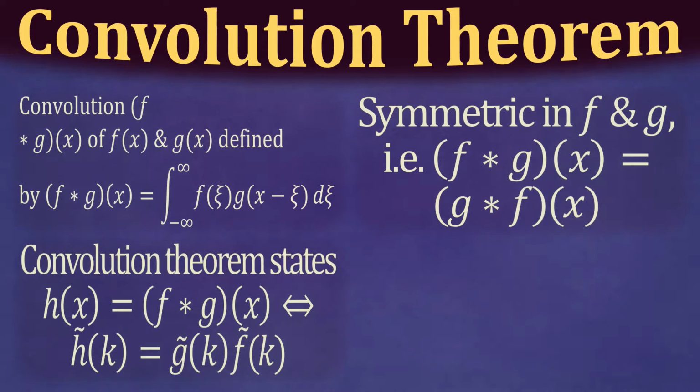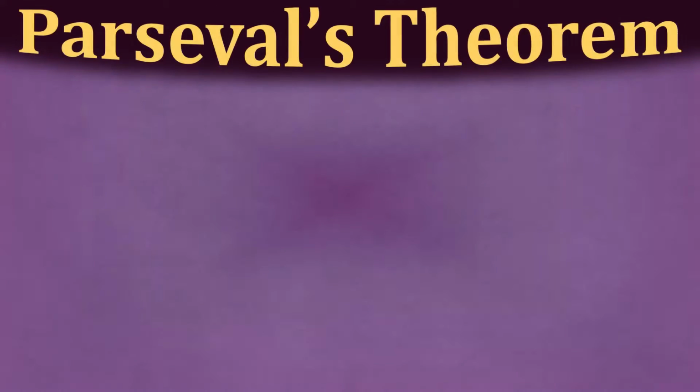The convolution theorem states that h(x) = f convolute g(x) is equivalent to h tilde(k) = g tilde(k) times f tilde(k), where f tilde, g tilde and h tilde are the Fourier transforms of f, g and h respectively.